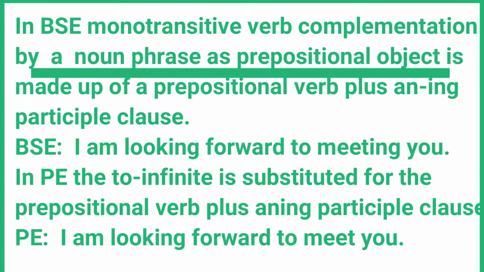Another deviation or another feature of Pakistani English is this. In British English, monotransitive verb complementation by a noun phrase as prepositional object is made up of a prepositional verb plus an ing participle. For example, they say, I am looking forward to meeting you. While in Pakistani English, it is said, I am looking forward to meet you.